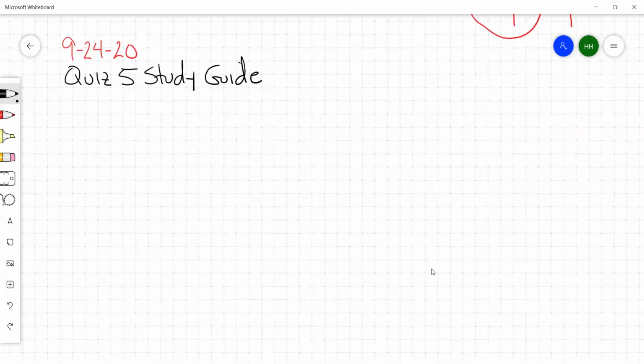Number 1. Write an equation in slope-intercept form for a line through the point. Here's your point, negative 10, 1. Slope, negative 5. You need it in slope-intercept form.